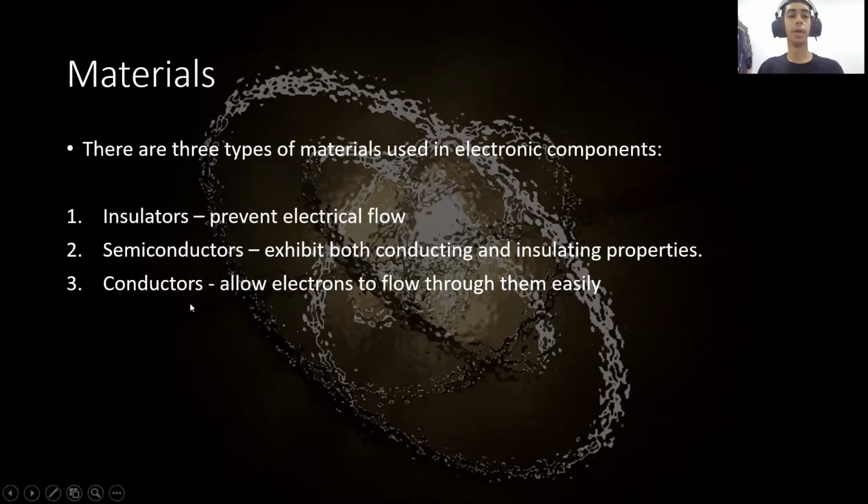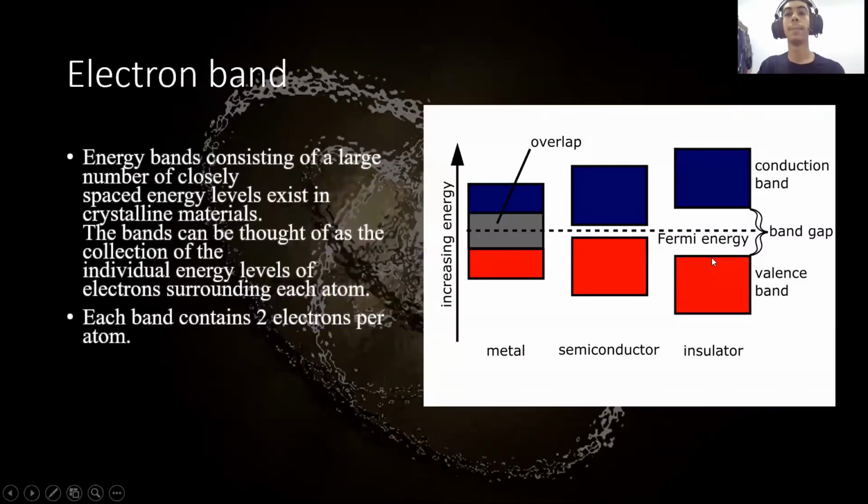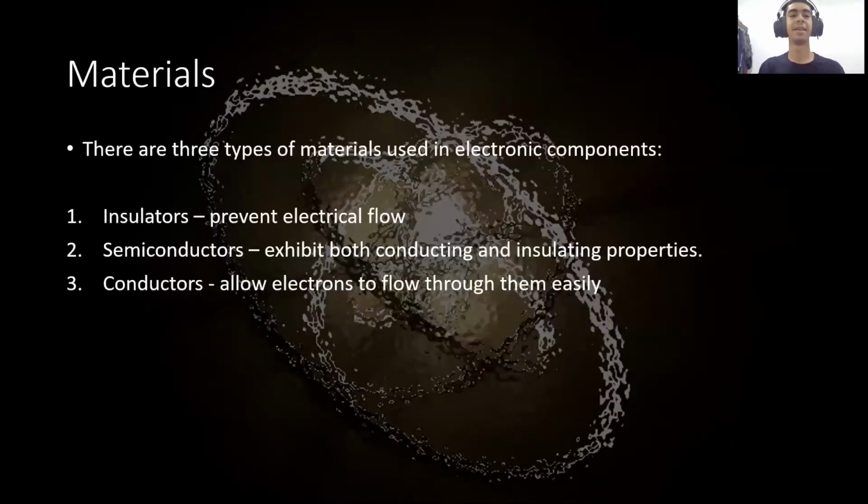We're going to talk about conductors. Conductors allow electrons to flow through them easily, because they don't have an energy gap, a band gap. Basically, the 2 bands are overlapping. That's why even at room temperature, if you give them a small push of energy, you can conduct something through them, like electricity or heat.